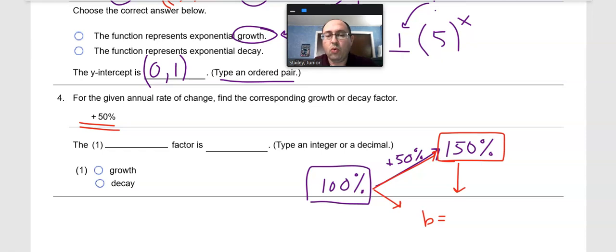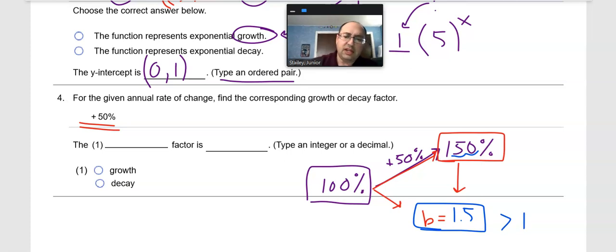Now, what growth factor do you get out of that? Move the decimal point 2 places. 1.5. That's the growth factor. And remember how we said if it's greater than 1, it's growth. If it's less than 1, it's decay. Well, we can clearly see it's greater than 1. The growth factor is 1.5.